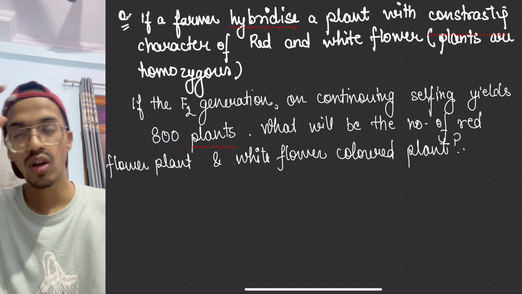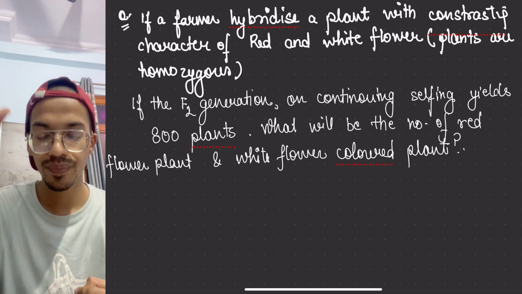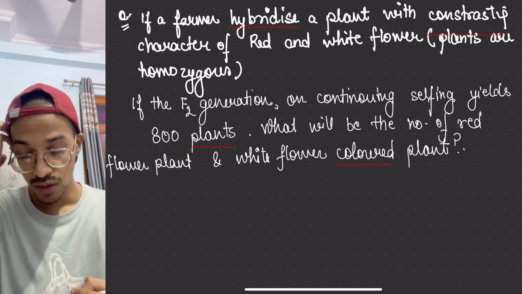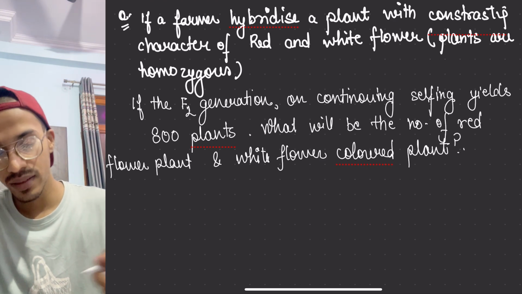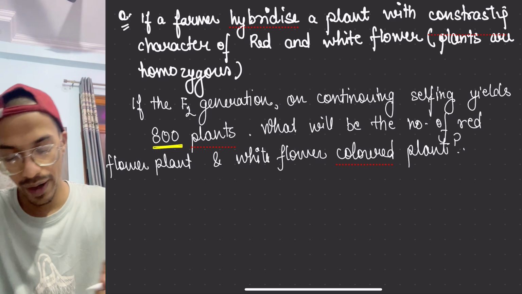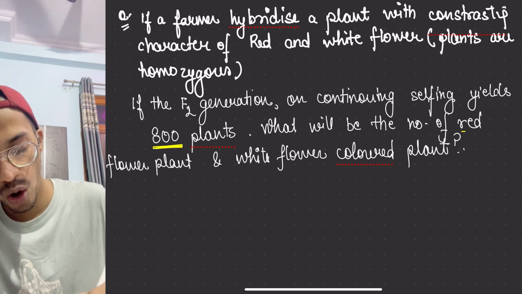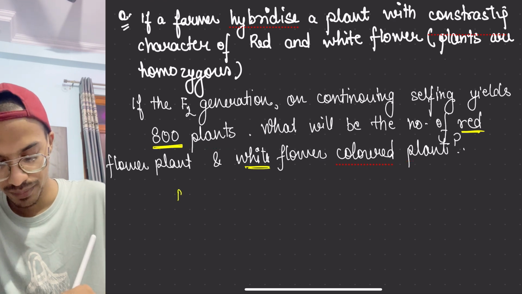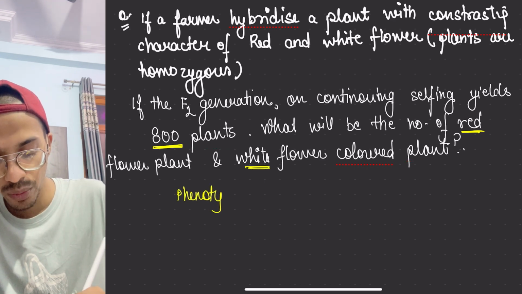Now over here the concept of ratios comes in. So what is the concept of ratio? The ratio concept is something like this. This is the total number of plants that are present. You have to find how many will be red and how many will be white. This is what they're talking about, the phenotype. Color means the physical appearance.